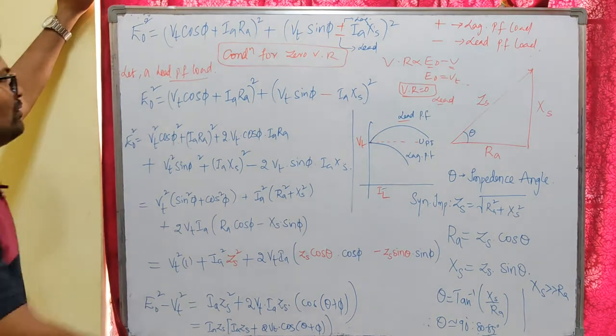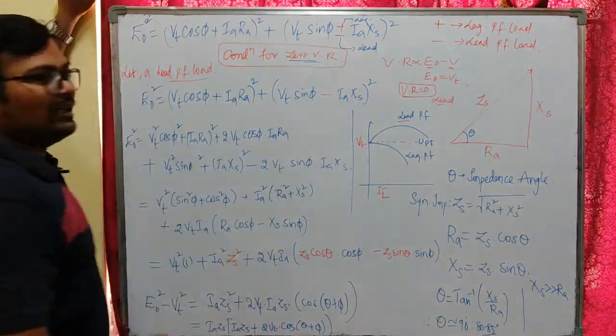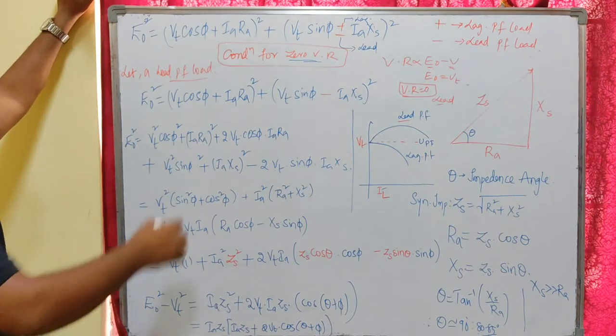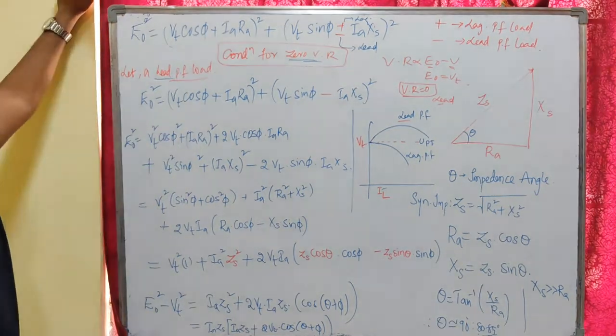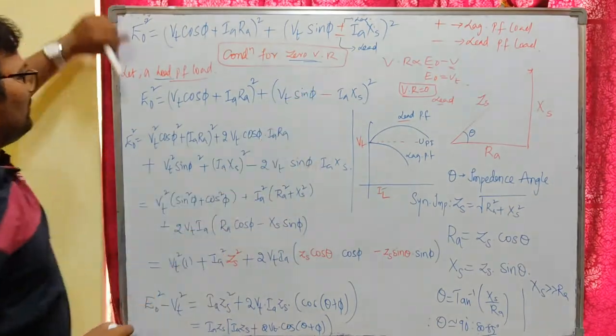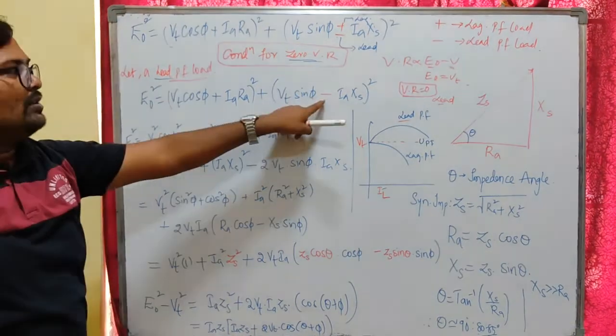Okay, because we are going to derive the condition for zero voltage regulation, that is possible in leading power factor only. That's why I have taken a leading power factor load. Now this will become minus. So E naught square will become like this, and we will be substituting minus here.